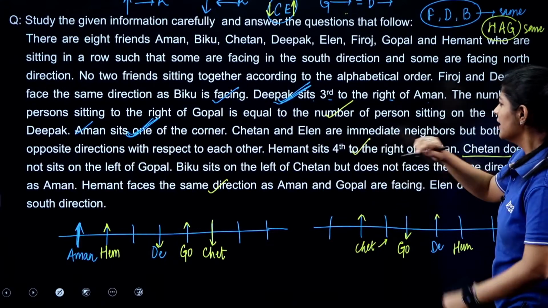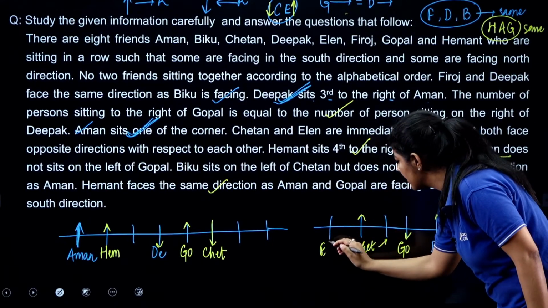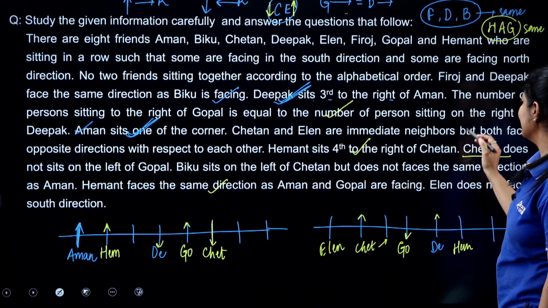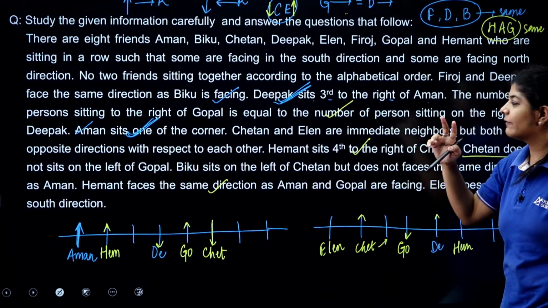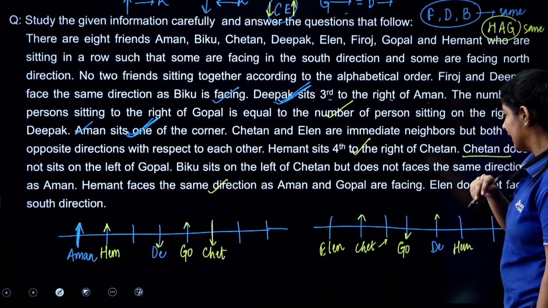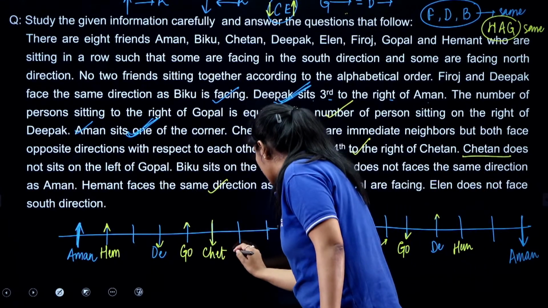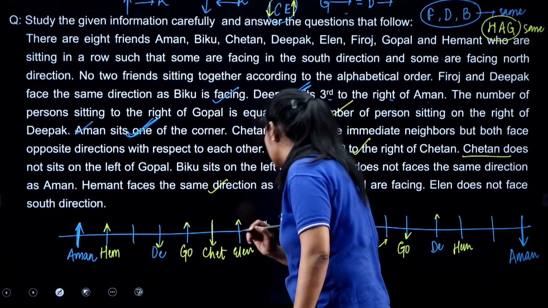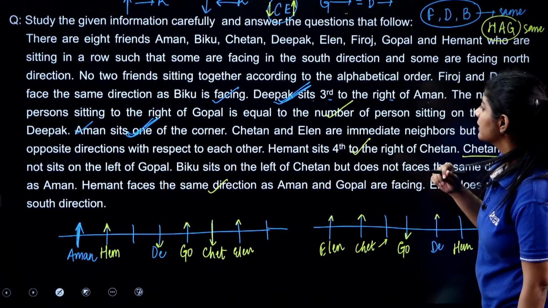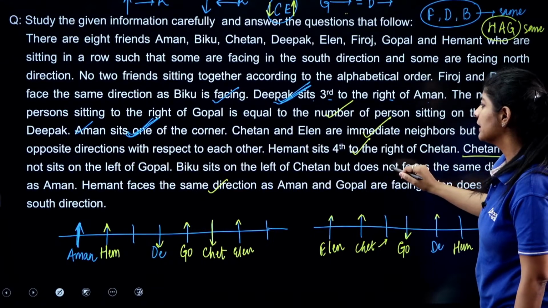Next, Chetan and Ellen are immediate neighbors. So this is the only position we are having, or this is also the position. But here the question is saying that consecutive alphabets can't sit together. We need to take care of this condition as well. And the question is saying that it is facing north. So here we can put Ellen over here and it is facing north. Okay, still we are left with some clues, I guess. Chetan, and this one is completed. This one is also completed.